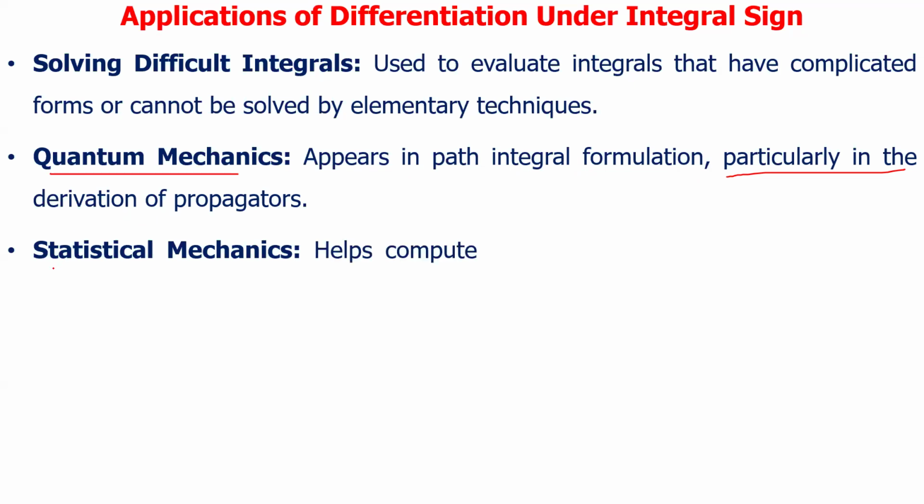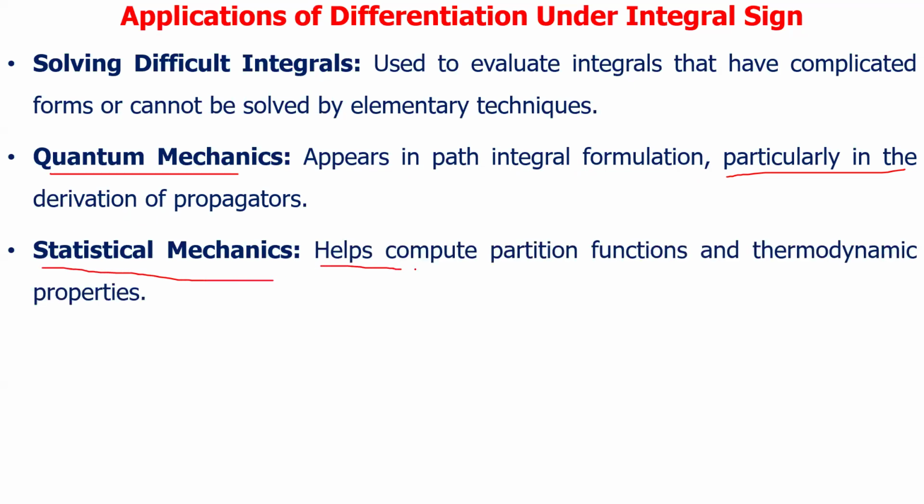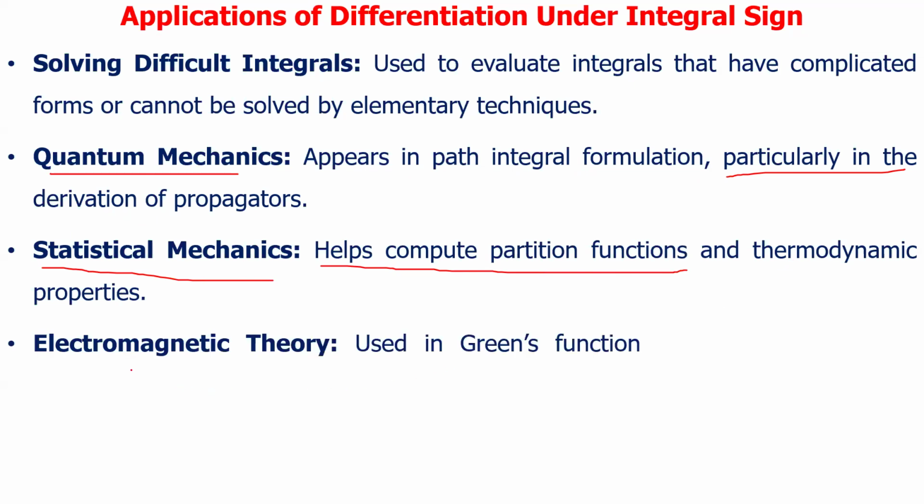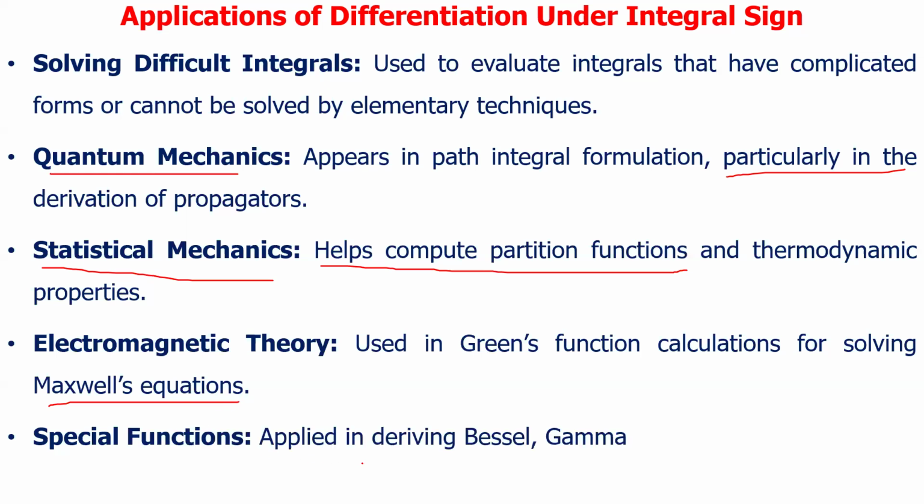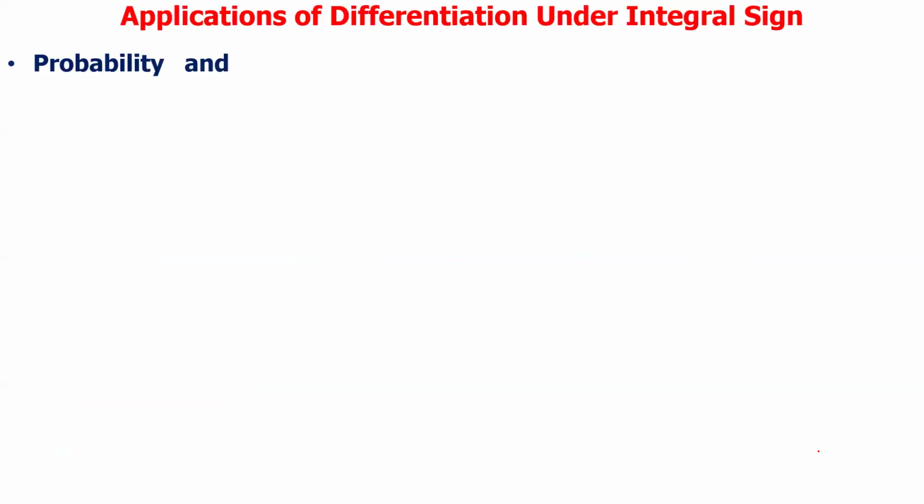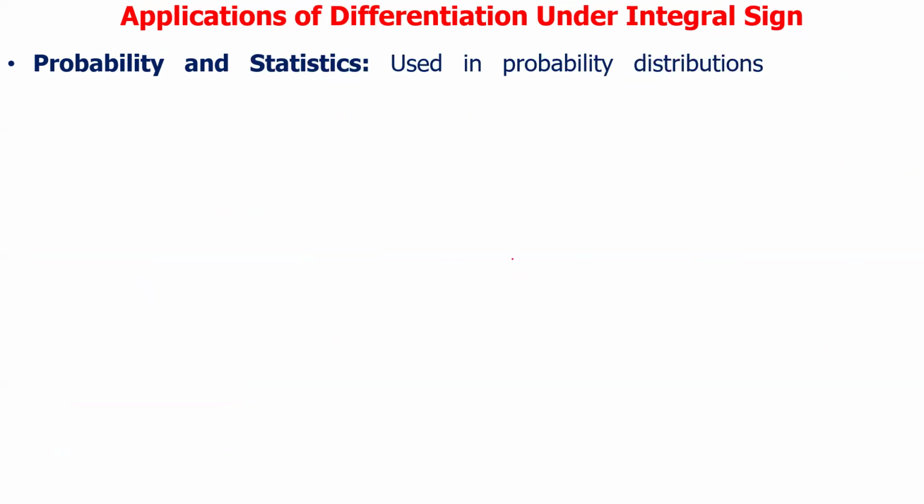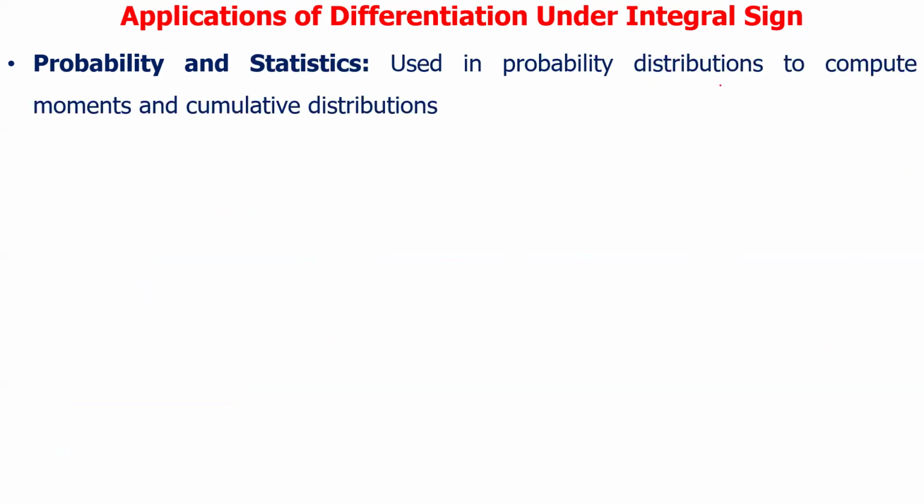The next application is in statistical mechanics. It helps compute partition functions and thermodynamic properties. The next is electromagnetic theory. It is used in Green's function calculation for solving Maxwell's equations. Special functions: it is applied in deriving Bessel, gamma and beta functions. The next application is in probability and statistics. It is used in probability distributions to compute moments and cumulative distributions.